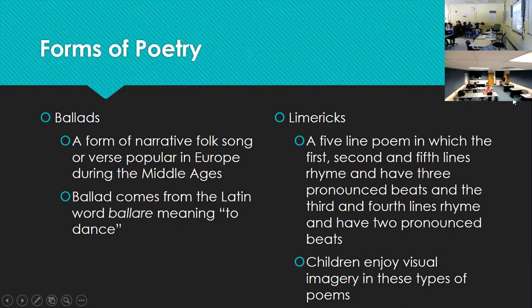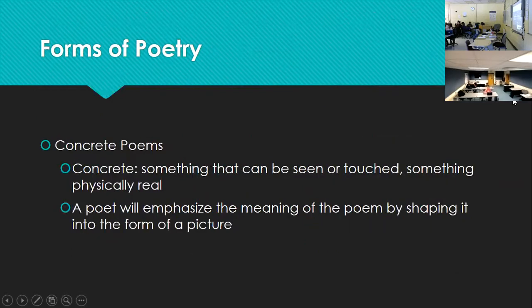Limericks. All limericks have 5 lines where the first, second, and fifth lines rhyme and have 3 pronounced beats, and the third and fourth lines rhyme and have 2 pronounced beats. Limerick form was popularized by Edward Lear in the 19th century. Children enjoy the visual imagery that limericks create, as well as reciting the definite rhythm and rhyme found in limericks.